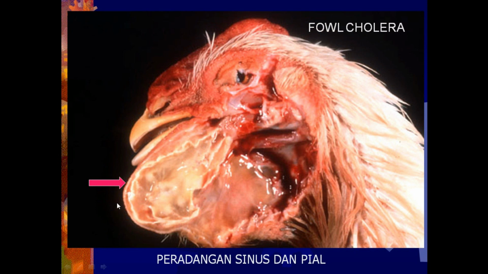And this one here is the sinus inflammation and also wattle inflammation. So you can see here the wattle. If we cut the wattle and look at the inner part of the wattle, there will be fibrinous exudate and also accompanying edema. Therefore, because there is edema and fibrinous exudate, the wattle will be enlarged.